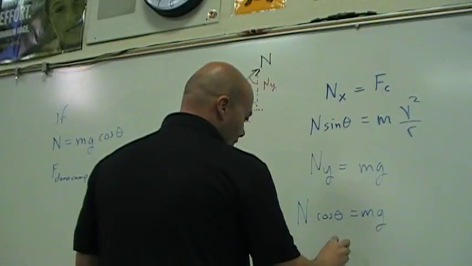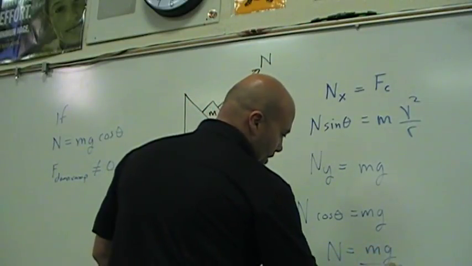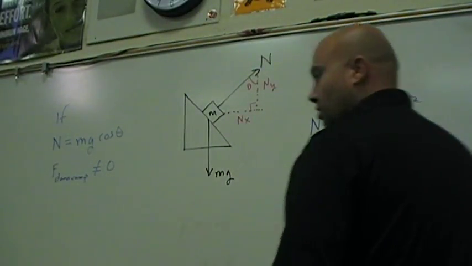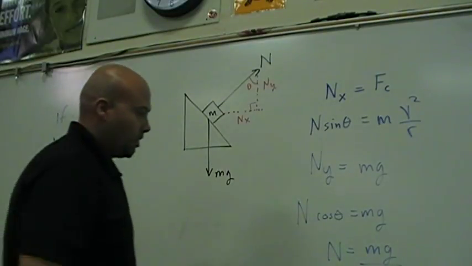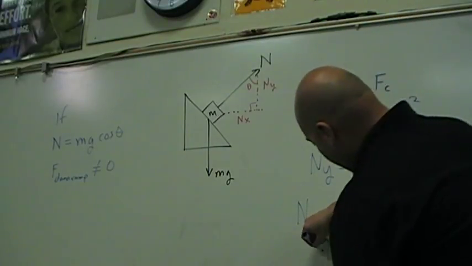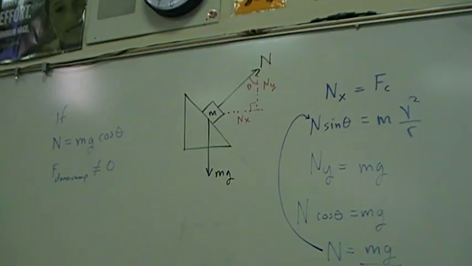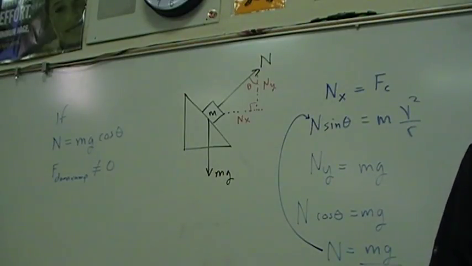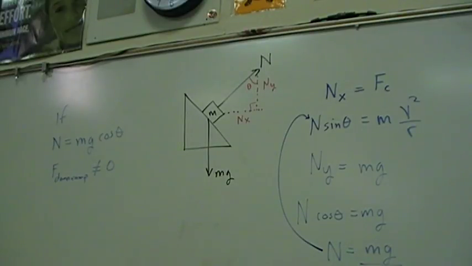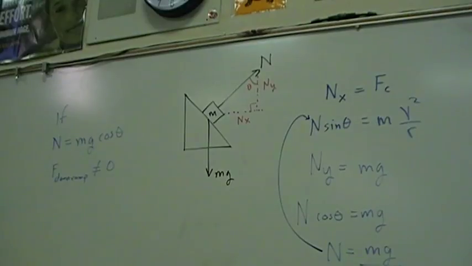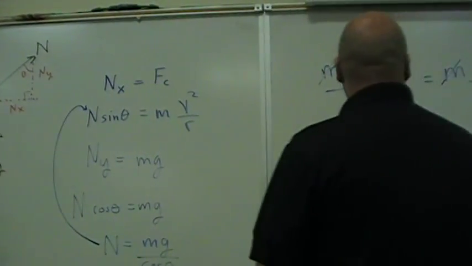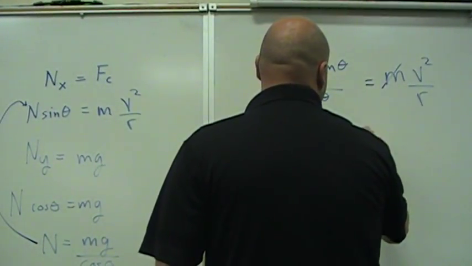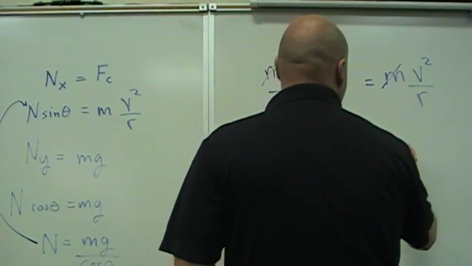Now if we solve for n, we get mg over cosine theta. So now we're going to substitute this in there. So we're going to have mg sine of theta over cosine of theta equals m v squared over r. The mass is canceled, again, because we don't want to have to worry about the mass of our object as it's trying to complete the circle. And then if we solve for v, we get the square root of gr sine theta over cosine theta, that equals v.